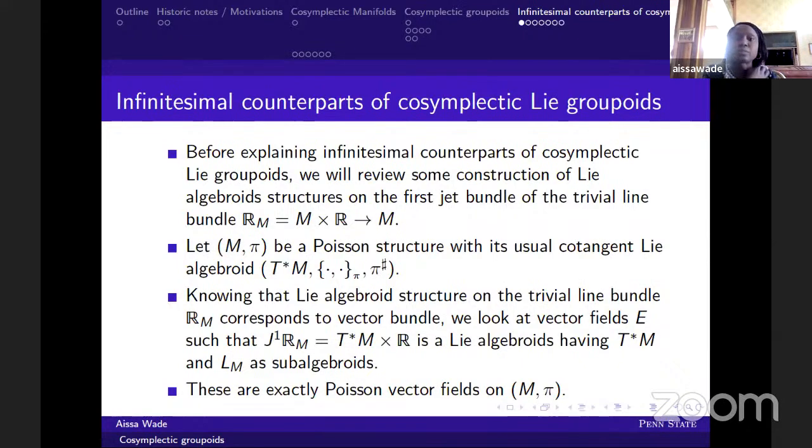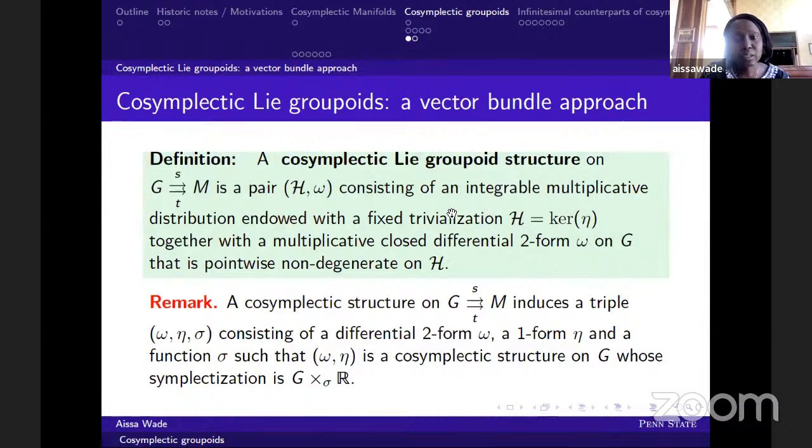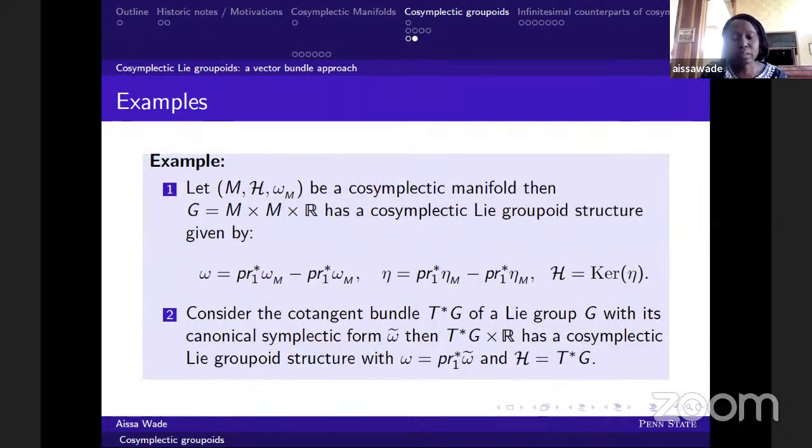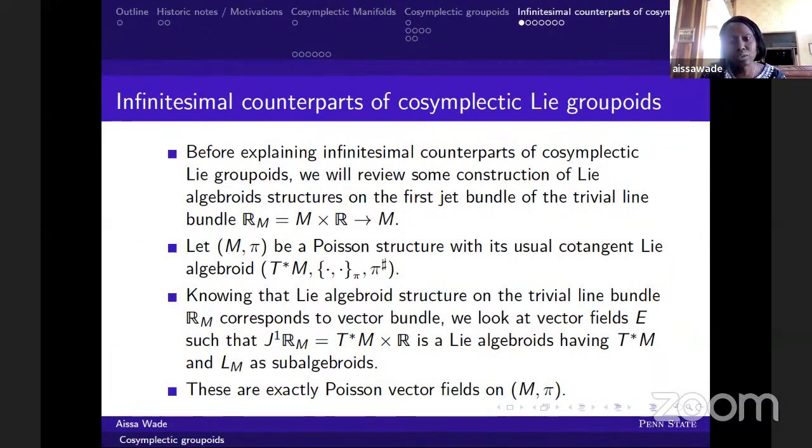Now, what we want is, from our definition of cosymplectic Lie groupoids, we want to know what are the infinitesimal counterparts of these cosymplectic Lie groupoids. In order to understand these infinitesimal counterparts, we need first to review some constructions of Lie algebroids on the first jet bundle. So here I will consider the first jet bundle of a trivial line bundle. Remember that we said that here we want this to be trivialized. So we have to look at the trivial line bundle, but the action is not apparently trivial.